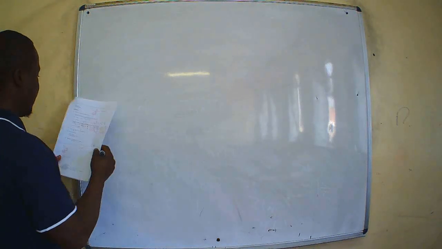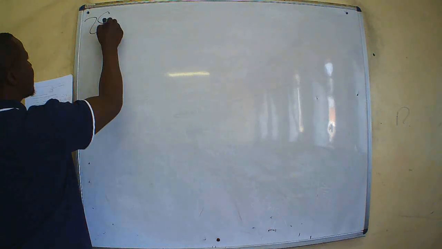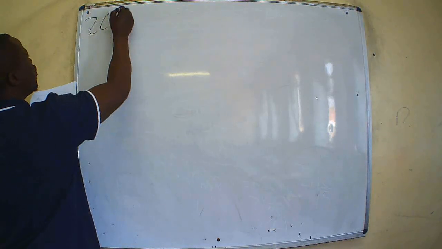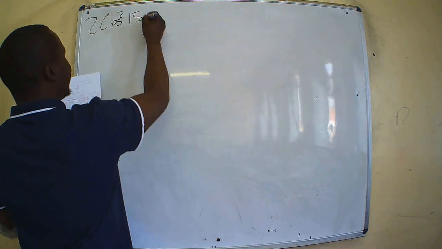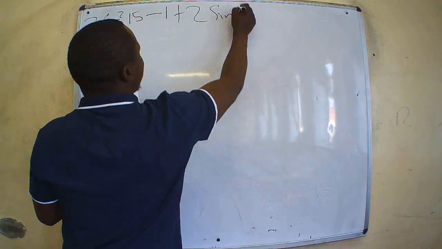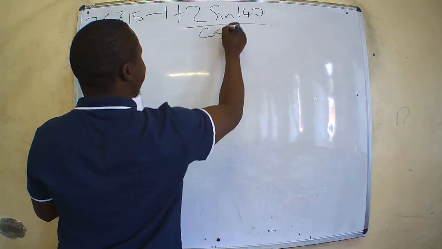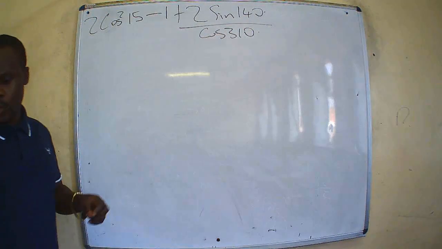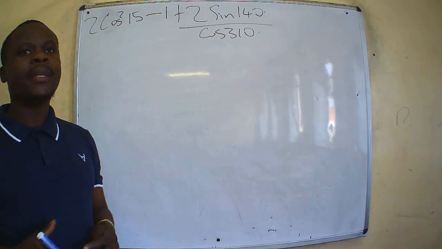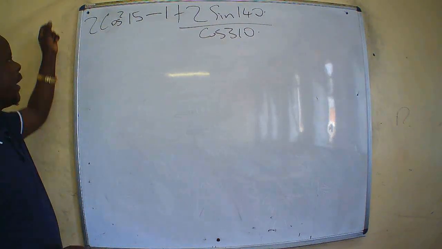The next question is about determining: we have 2 cosine squared 15 minus 1 plus 2 sine 140 divided by cosine 310. So this is our question. We are supposed to determine this to 1 trigonometric ratio. How do we determine this to 1 trigonometric ratio?